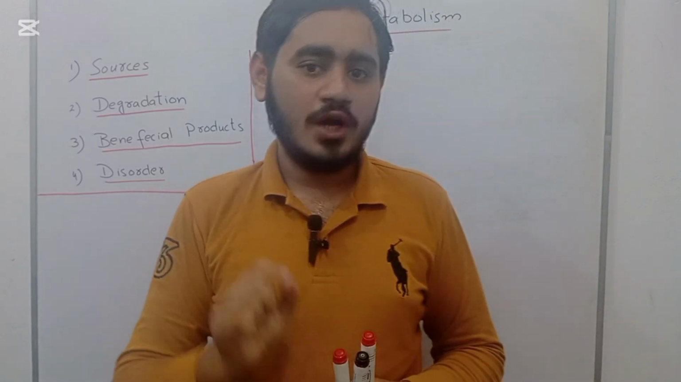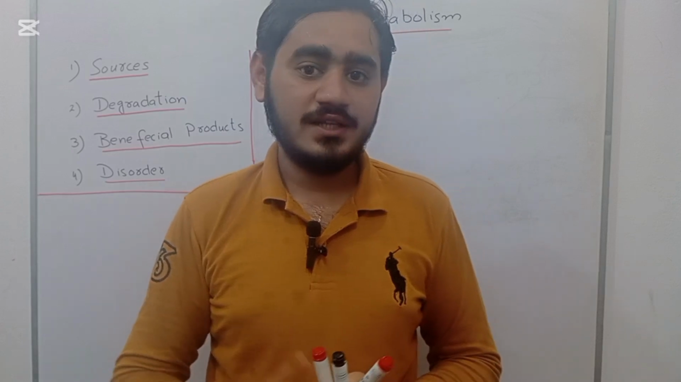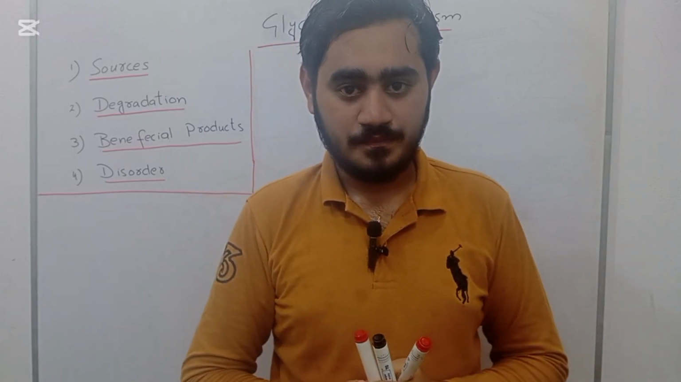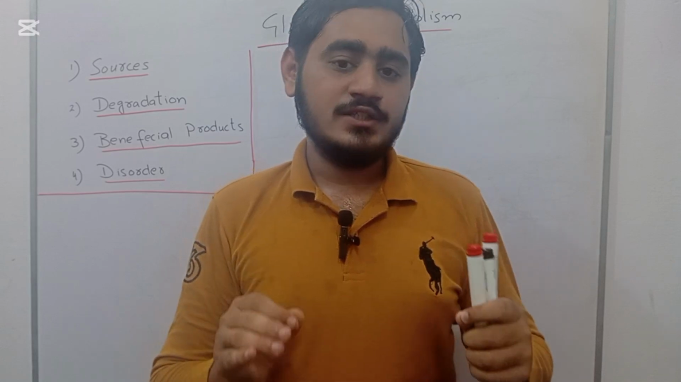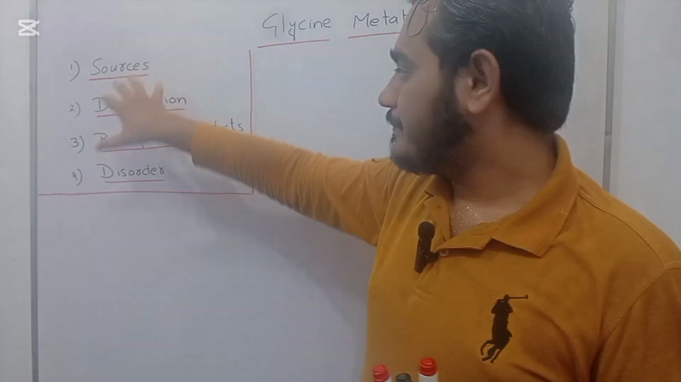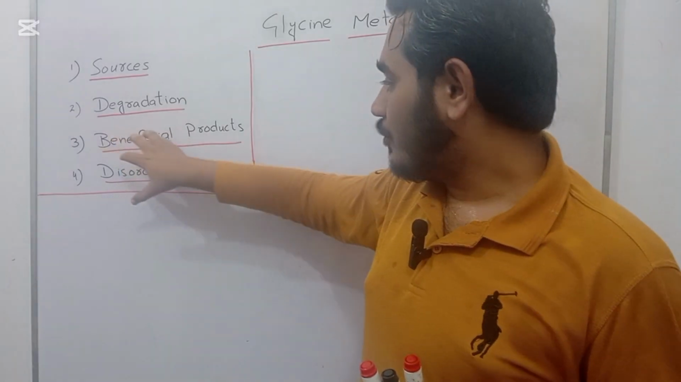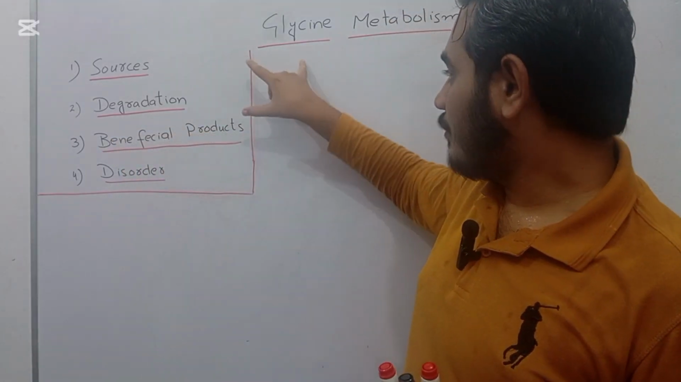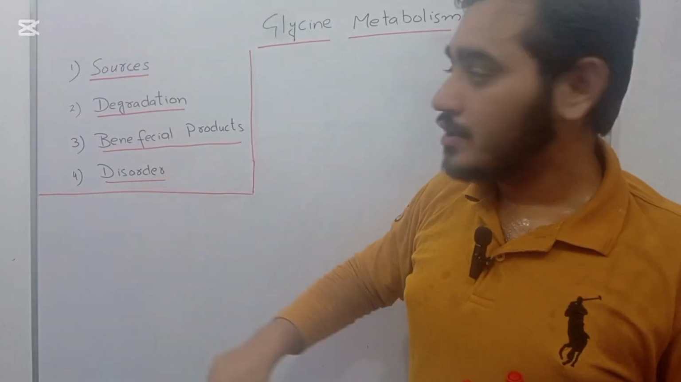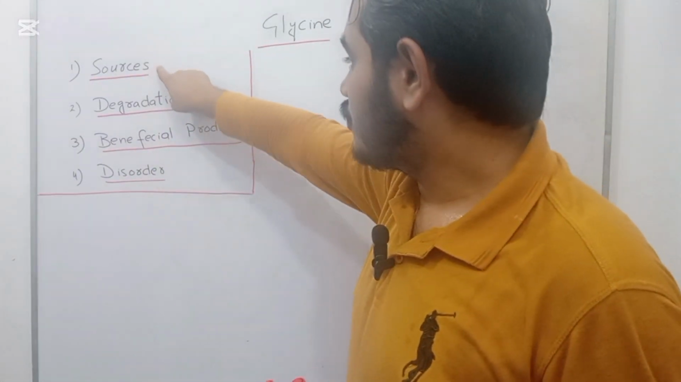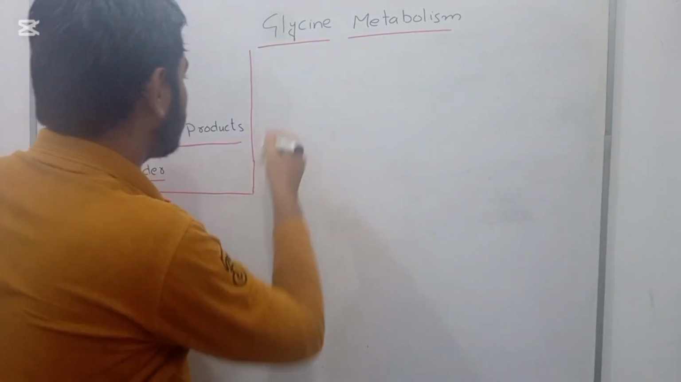Friends, in this video I'm going to discuss the last topic from protein metabolism, and that is glycine metabolism. We will cover this topic under the headings of sources, the breakdown of glycine, the formation of beneficial products from the metabolism of glycine, and disorder. So let's start our lecture with the sources of glycine.